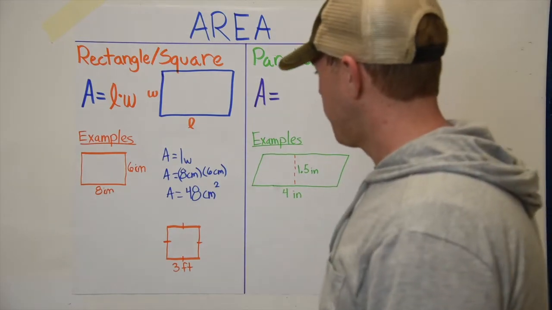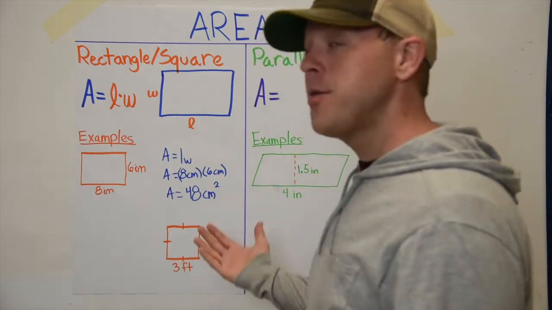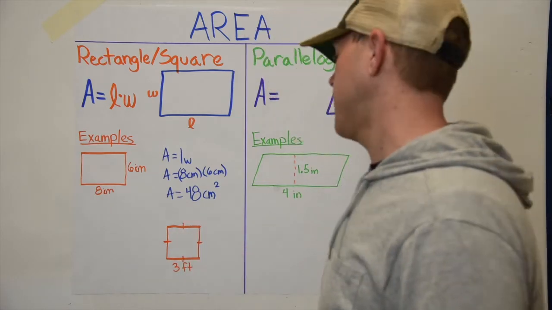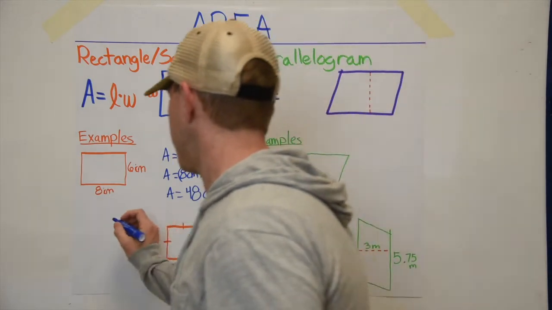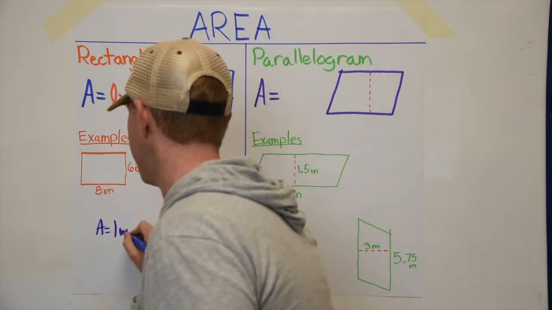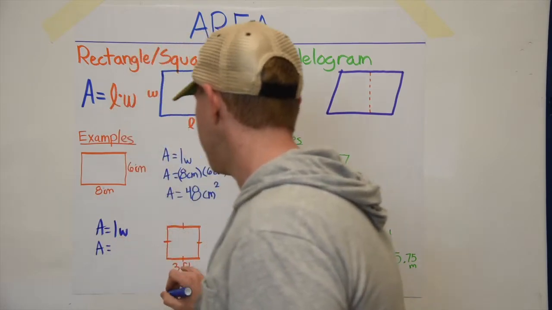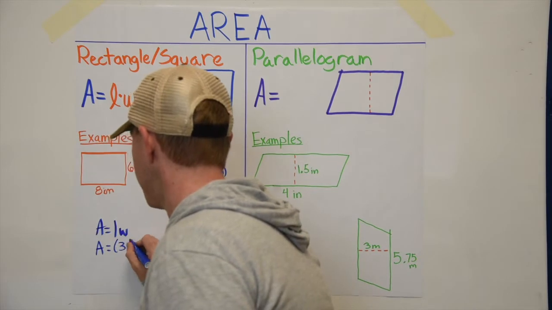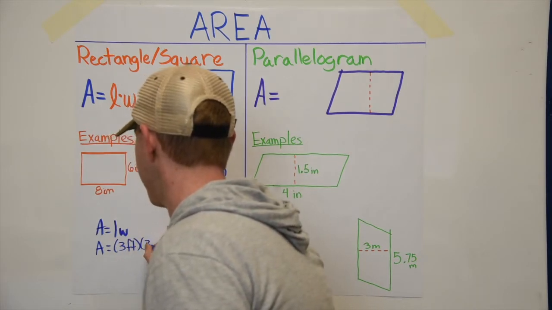Alright, example 2. We got a square. How do I know it's a square? These little lines mean that all four sides are the same. So this is the same formula: A equals length times width. Well, in this case, my length and width are the same number, 3 feet. So we're going to plug that in, 3 feet by 3 feet.